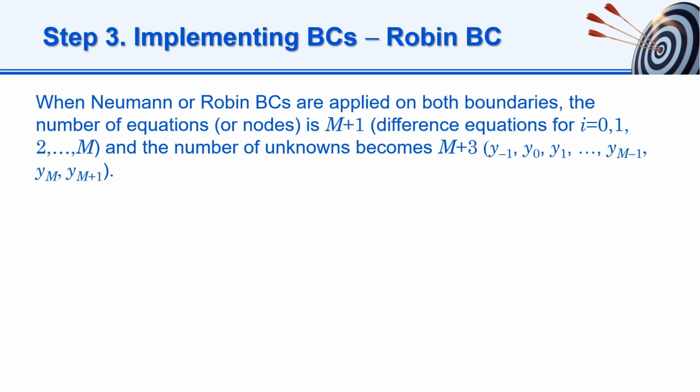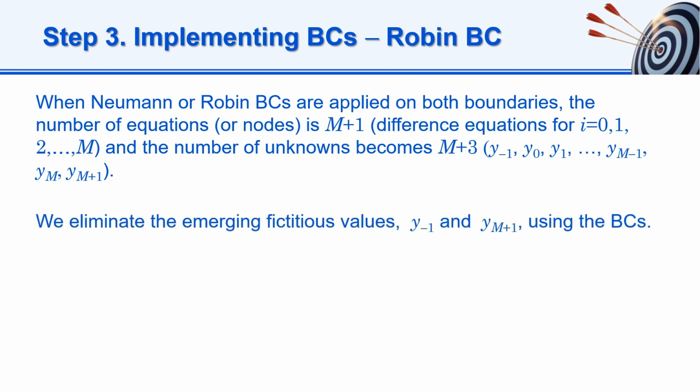When Neumann or Robin boundary conditions are applied on both boundaries, the number of equations or nodes is m plus 1, difference equations for i equals 0 through m, and the number of unknowns becomes m plus 3, y sub minus 1 through y sub m plus 1. We eliminate the emerging fictitious values y sub minus 1 and y sub m plus 1 using the boundary conditions.